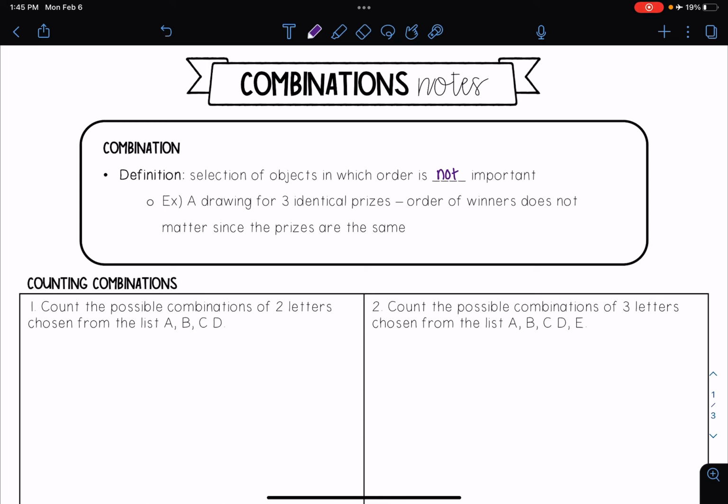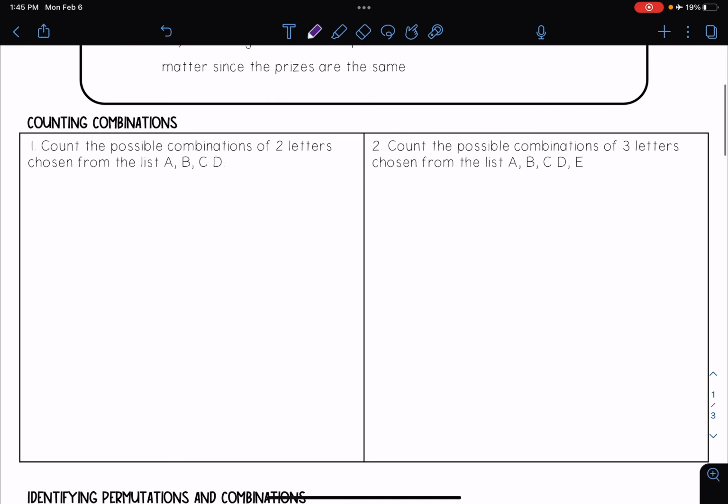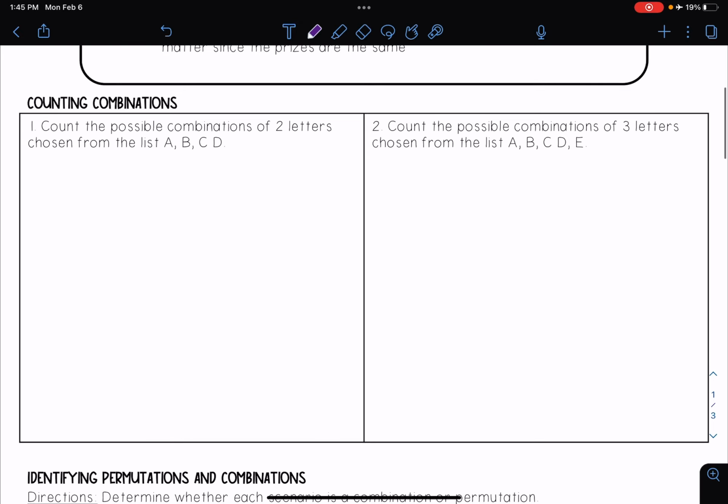Now, if the prizes were different, so let's say there was like a $100 prize, $50 prize, $20 prize, then the order of winners would matter since those prizes are different, and that would be a permutation. But when they're identical like this, the order doesn't matter, and so that is a combination. So for this first set of examples, let's go ahead and look at counting combinations.